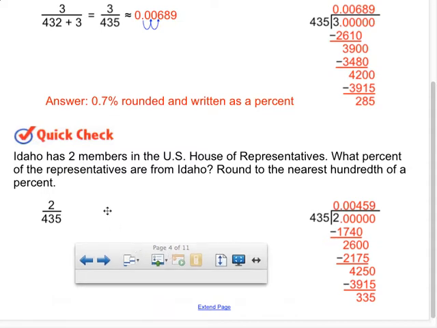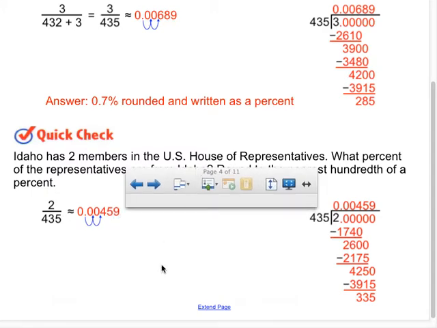So let me go ahead. When I move it over 2 places, that puts it right here in front of the 4. And that would make the 4 the tenth of a percent, and the 5 would be the hundredths of the percent, right? So do you guys understand why I took it out to the 9? Okay. So moving along.